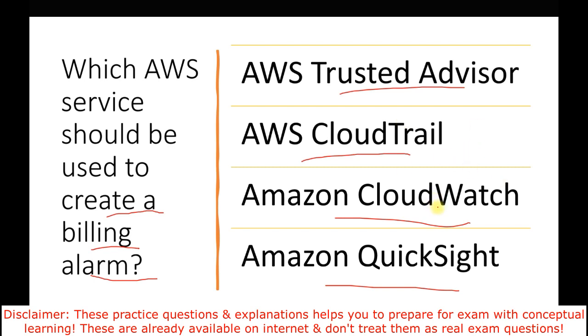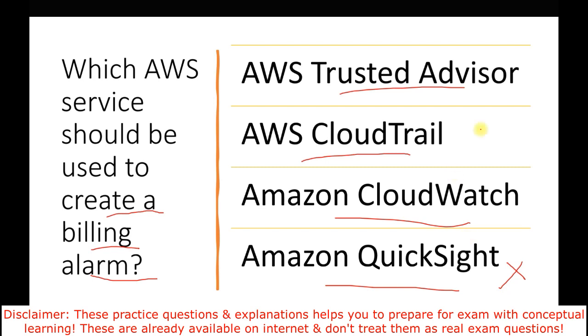Next, we have Amazon CloudWatch. Amazon CloudWatch is a monitoring and observability service which provides us data and actionable insights to monitor our application. It also collects monitoring and operational data in the form of logs, metrics, and events. So this service can be used for billing purposes. The last service is Amazon QuickSight, a cloud-powered business intelligence service that makes it easy to deliver insights to everyone in our organization. So it's mainly for representation purposes.